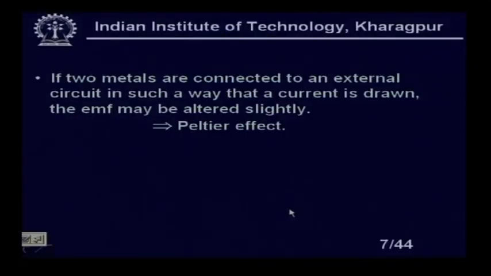If two metals are connected to an external circuit in such a way that a current is drawn, the EMF may be altered slightly. If you use a meter which has a very high impedance, obviously it will not draw any current. But if you try to measure the voltage, obviously it will draw some current.